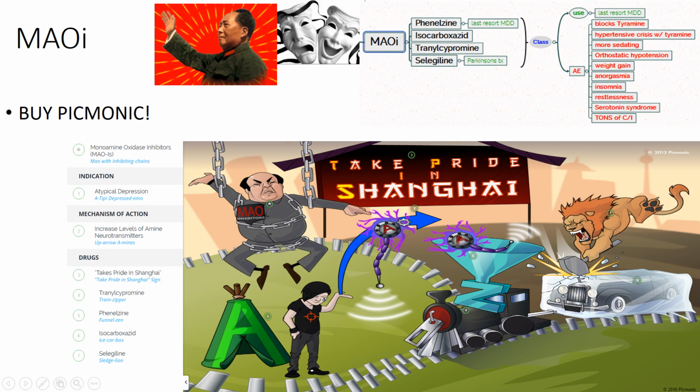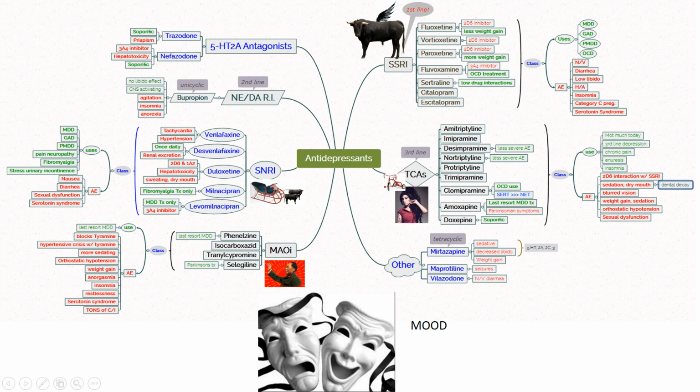So, nice little plug there. Problem with these guys is there are tons of adverse effects, and the list of contraindications is just huge, so I filled the whole page with them. This is a big time, like 4th line, last resort for major depressive disorder. So here they are, monoamine oxidase inhibitors, fitting right in there.